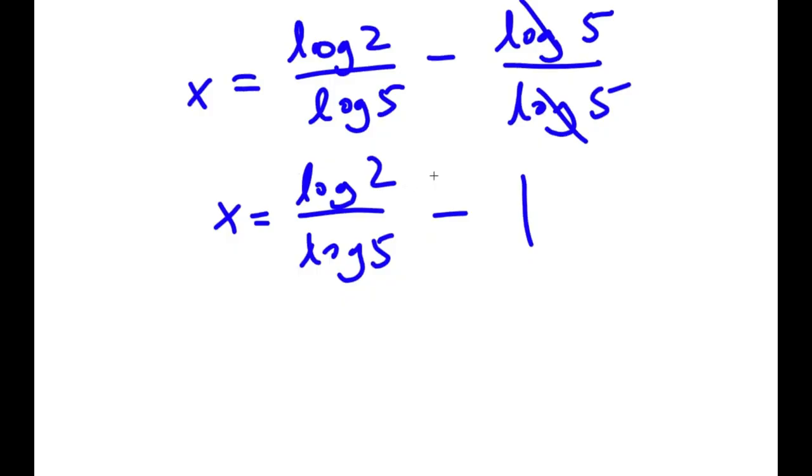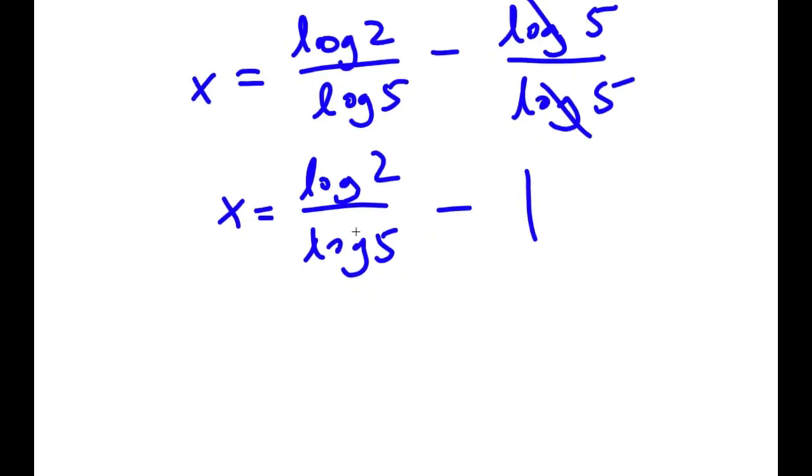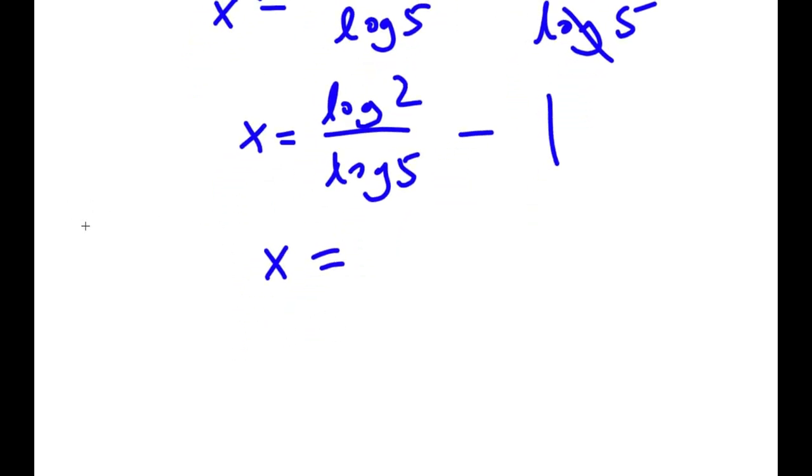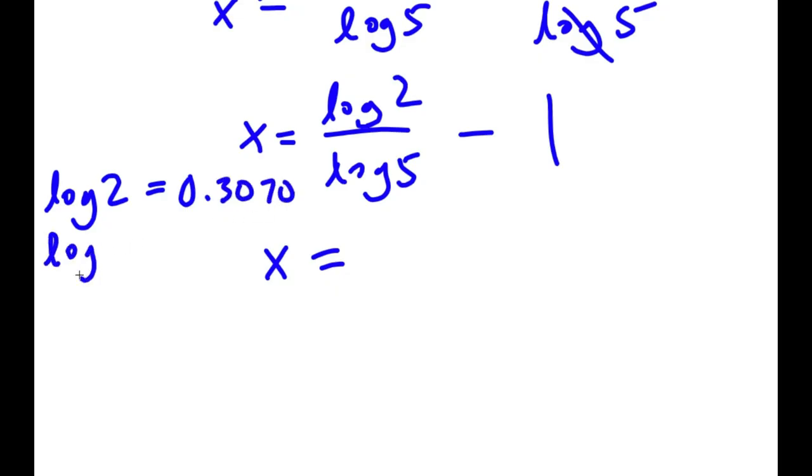Now, if you go to a calculator and plug in log 2, you get 0.3070. And log 5 is approximately 0.6990.